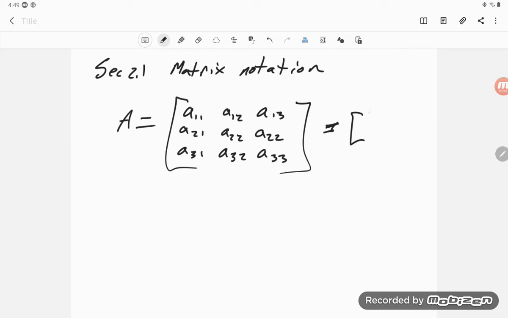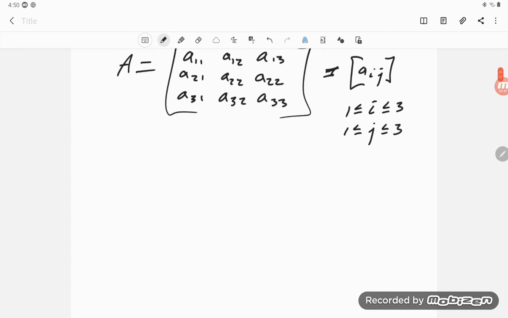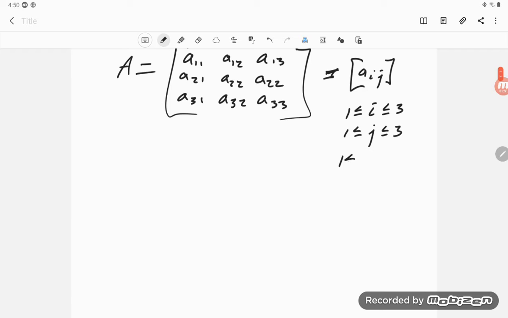uppercase A with the square brackets, and then we'll say Aij. And then hopefully, if we're really nice to you, we will tell you that, for instance, 1 is less than or equal to I is less than or equal to 3, and 1 is less than or equal to J is less than or equal to 3. Now, in this case, since both indices are the same, we could have written 1 less than or equal to I comma J less than or equal to 3. Okay, so we have that kind of notation.